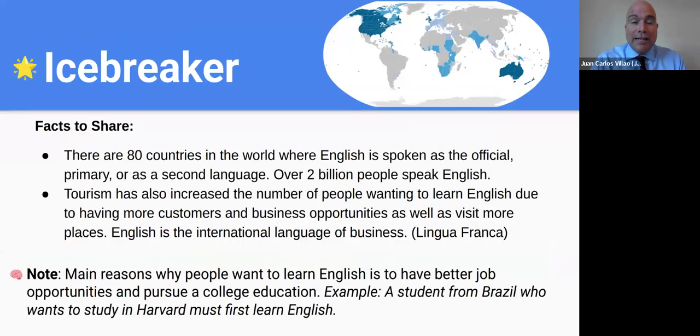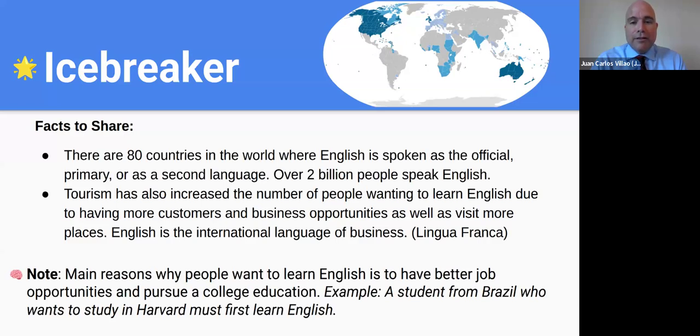So there are 80 countries in the world where English is spoken as the official, primary, or as a second language. 80. And we only went over six. And then if you add them all up, it's over 2 billion people that speak English. That's 1/3 of the world population. 1/3. So 1/3 of the world population speak English.